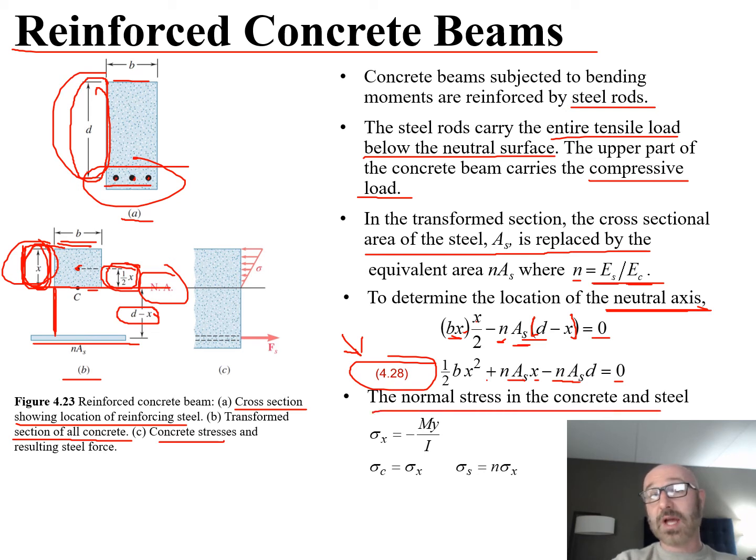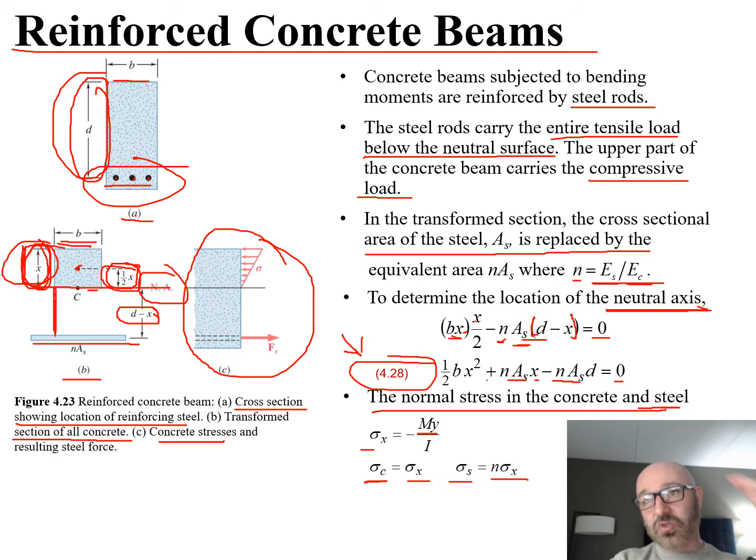And the normal stress from our governing equation for the concrete and the steel together, going to part C right here, is given by sigma sub x is equal to negative M y over I. So we can see that our sigma sub C is equal to our sigma sub x, and our sigma sub S is equal to n times sigma x. So our stress in the concrete is equal to that stress in the x direction for the whole piece right there.